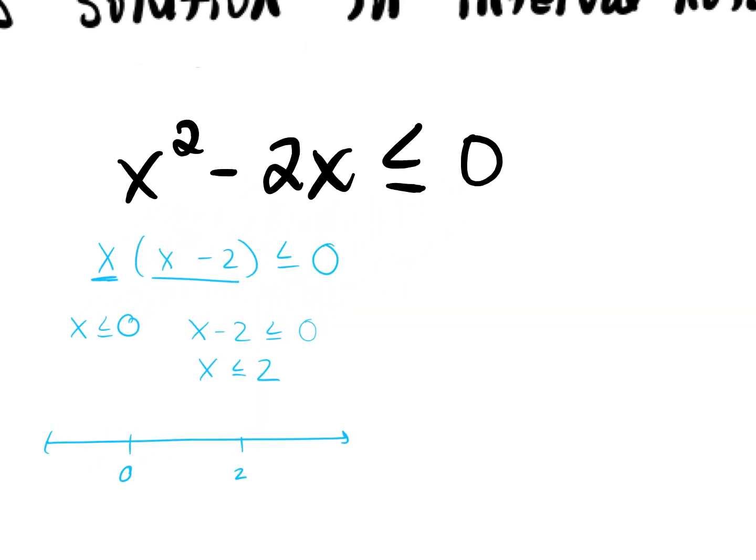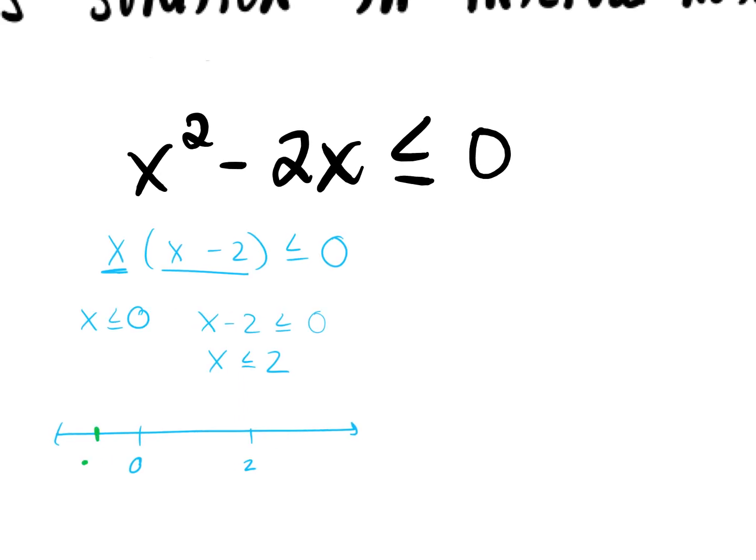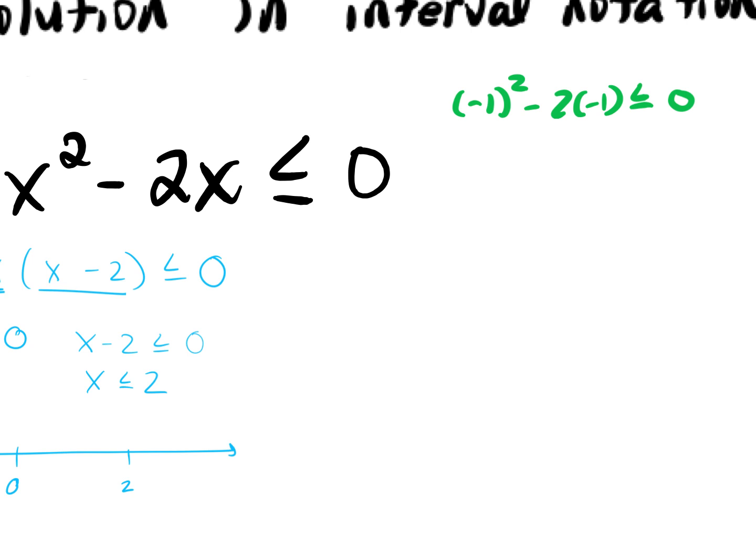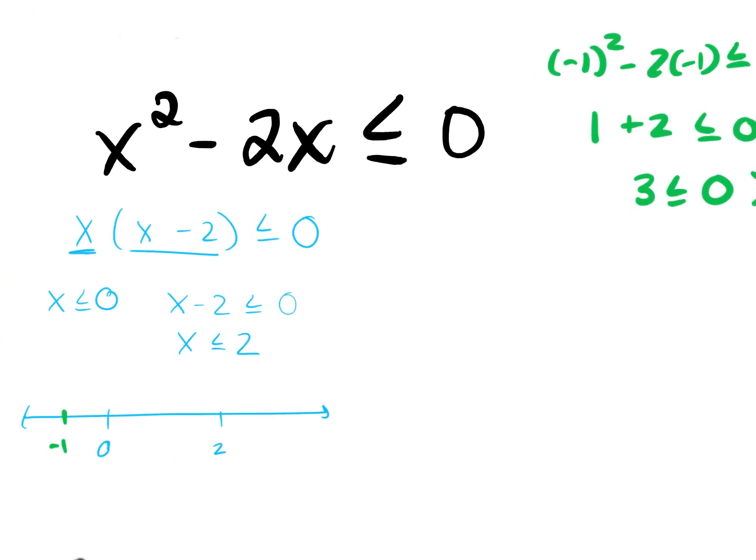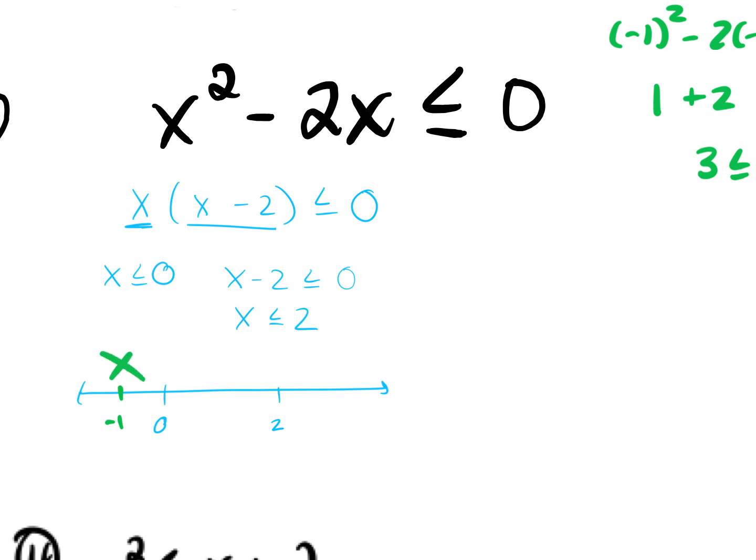What's a number outside of 0 and 2 that you want to try? -1. We can plug in -1, that works. 3 would also work. That's a good number to try too. So let's plug in -1 squared minus 2 times -1 is less than or equal to 0. So we got 1 plus 2 is less than or equal to 0. So is 3 less than or equal to 0? No. So outside is probably not going to work.